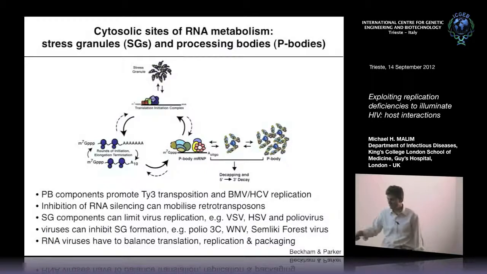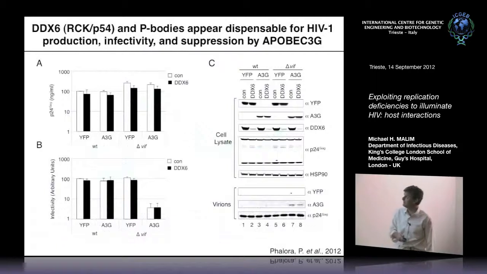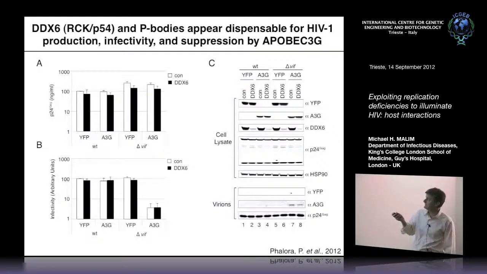So we've done some work in this area to address whether P-bodies are important in HIV replication, as they have been reported to be by a number of groups. And the approach we took was to use siRNA to knock down P-body proteins and P-bodies themselves. And one that works very well is DDX6, which is an RNA helicase. If you knock down DDX6 here by siRNA, it's at least 90% gone. You lose over 90% of P-bodies that you can visualize under a microscope.